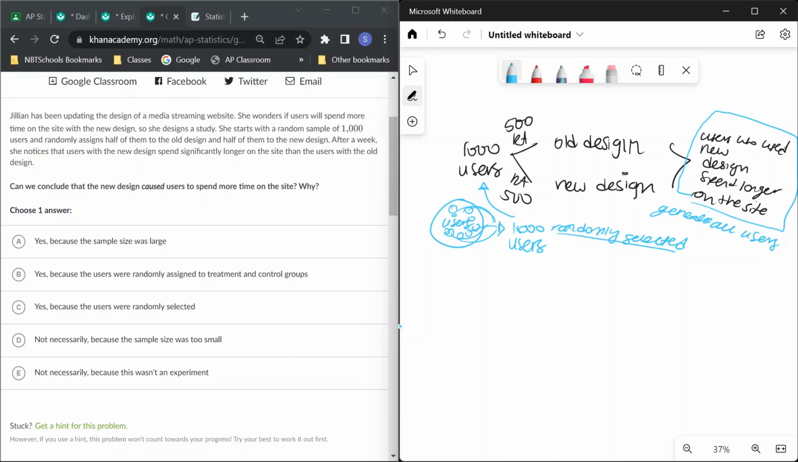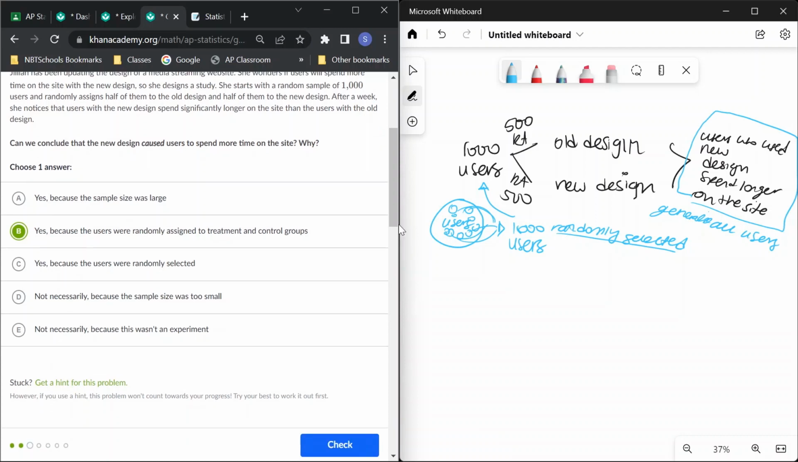Can we conclude that the new design caused users to spend more time on the site? Why? Okay. And then, yes, because the sample size was large. Well, there's also such a thing as too large a sample size. Okay, yes, because the users were randomly assigned to treatment and control groups. Isn't that always the answer? They were randomly assigned. Yes, because the users were randomly selected. They were randomly selected. So what in the world? Not necessarily because the sample size was too small. No, not necessarily because this was an experiment. It is definitely an experiment.